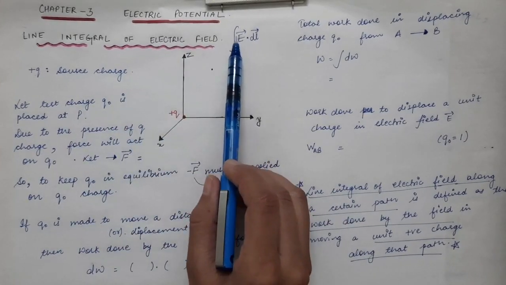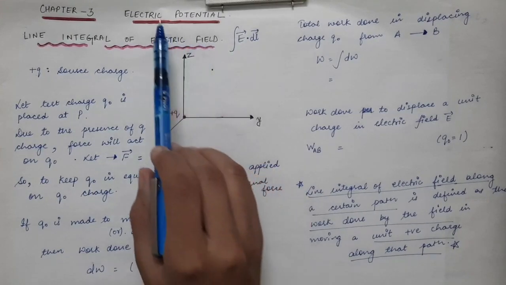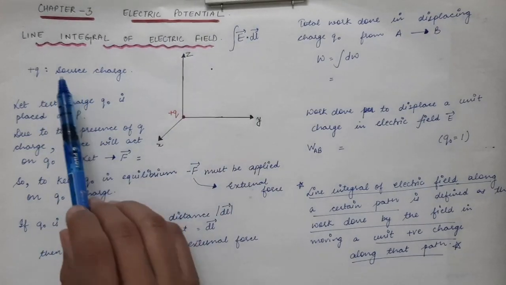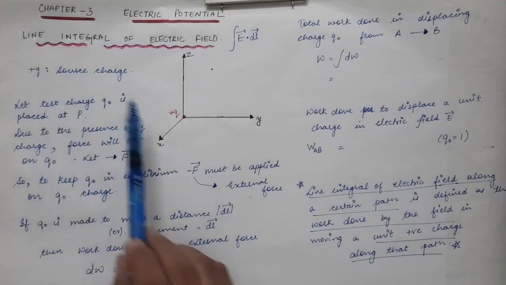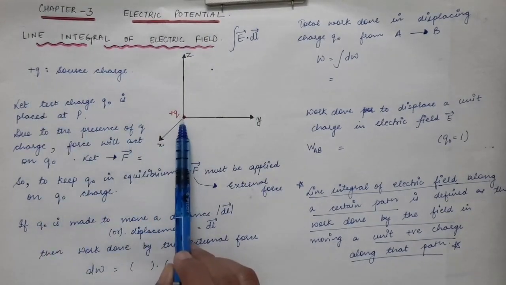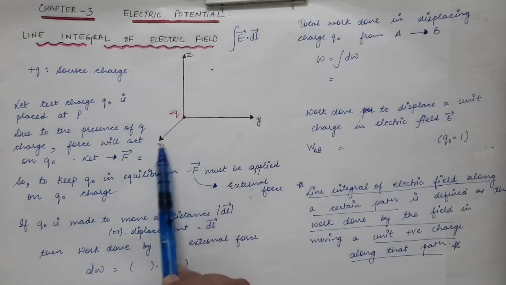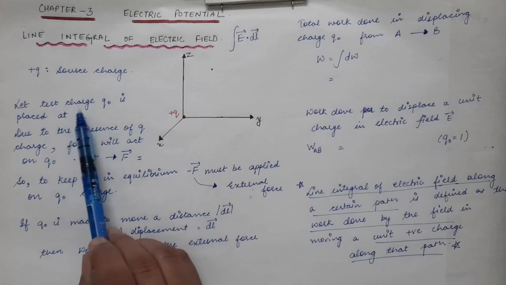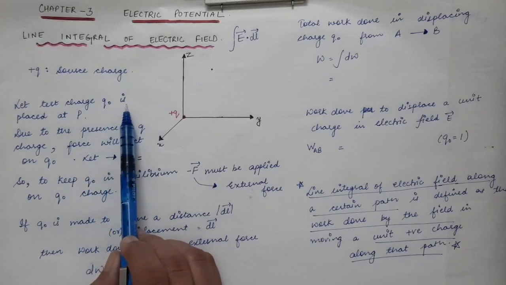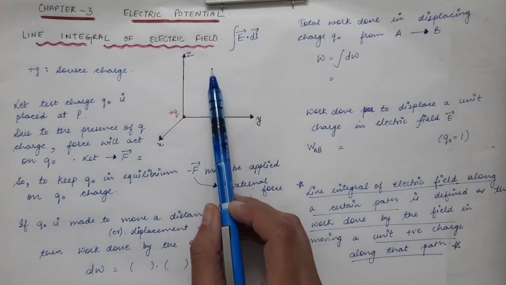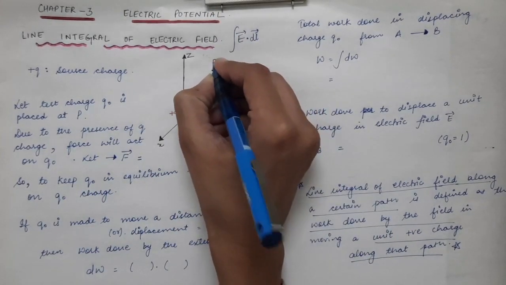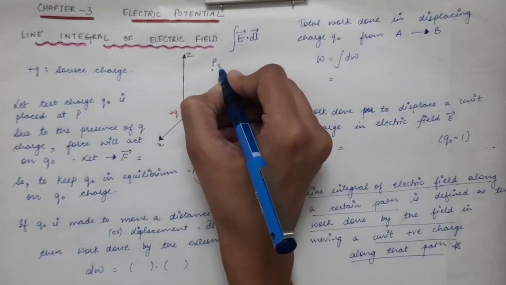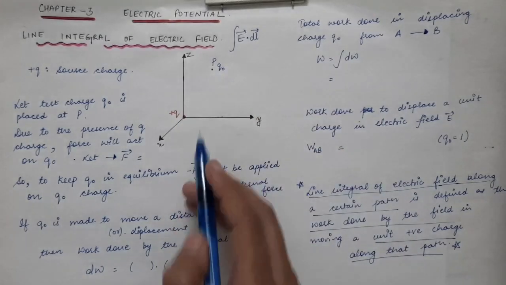So E vector is the electric field, and we will see what is electric potential from this whole concept. First of all, we are going to take a source charge which is placed at the origin. So plus Q is the source charge placed at the origin. So we have x-axis, y-axis and the z-axis. Now we are placing a test charge Q0 at point P. Let's say this is the observation point, represented by P. So charge Q0 is placed at point P.